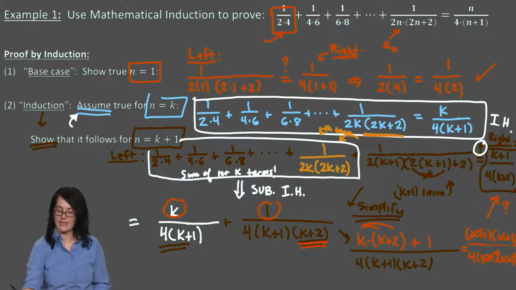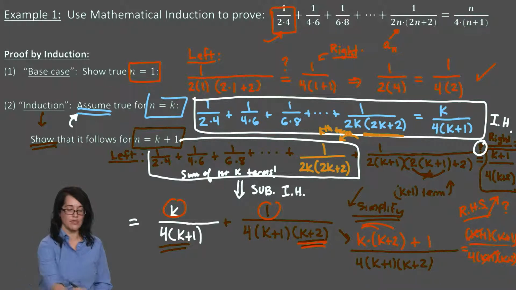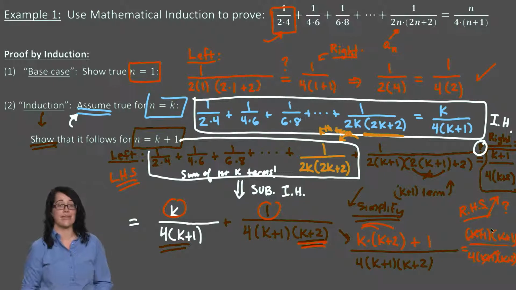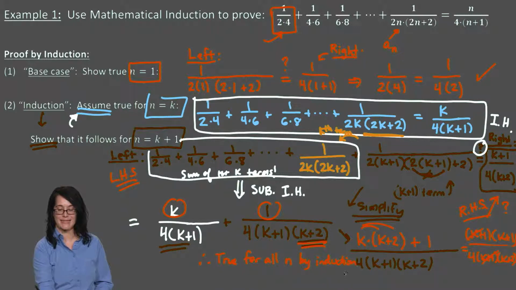In fact, that is the right-hand side. We usually abbreviate RHS for right-hand side. So we've now shown that the left-hand side of the statement equals the right-hand side. Therefore, this statement is true for all natural numbers n by induction. So that is an example, and there's a little box or QED, of a proof by induction.